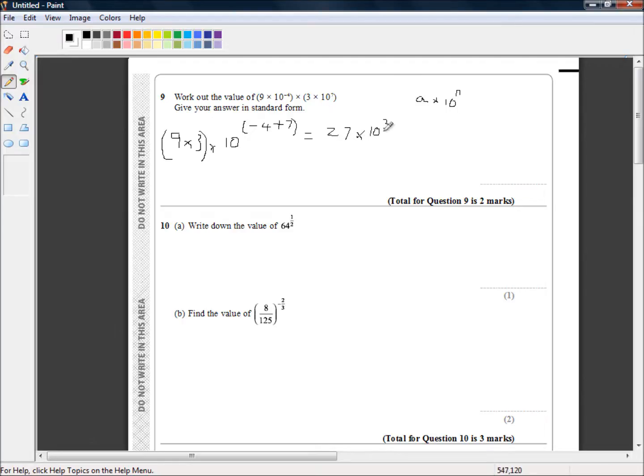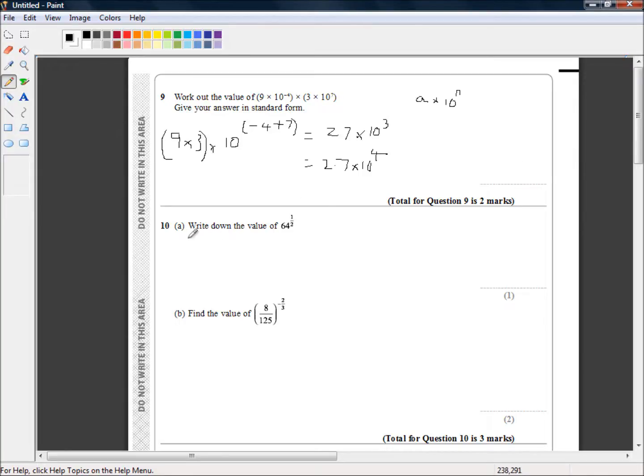Okay, so we've got 27 times 10 to the power 3, but as we've already discussed, we can't have 27 as the coefficient. We need to have it equal to or greater than 1 and less than 10. So we need to divide that 27 by 10, which makes the whole number 1/10 of the value that it should be. So to get the whole number back to the correct number, we need to multiply this by 10, and so 10 cubed times 10 is going to be 10 to the power 4. So this is 2.7 times 10 to the power 4, which I really should have written here.